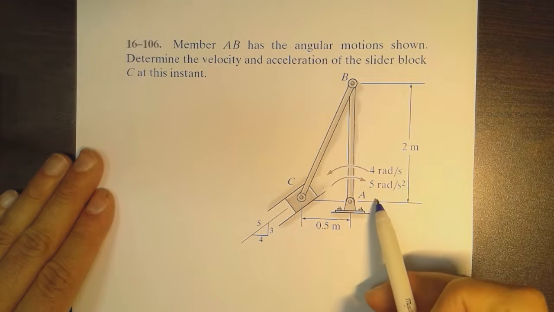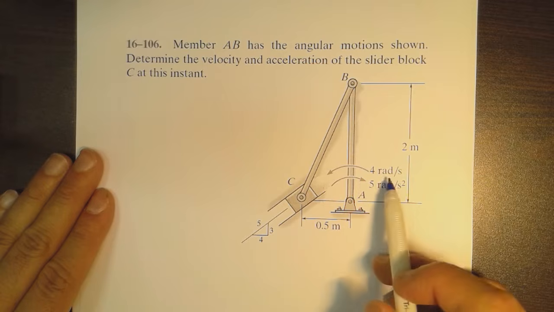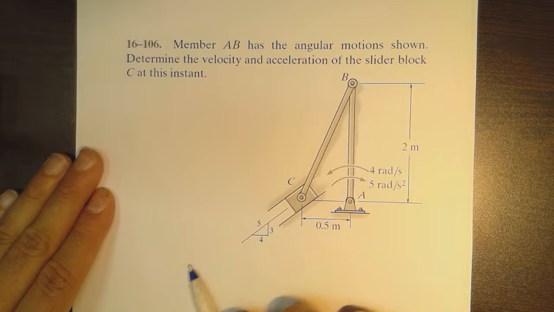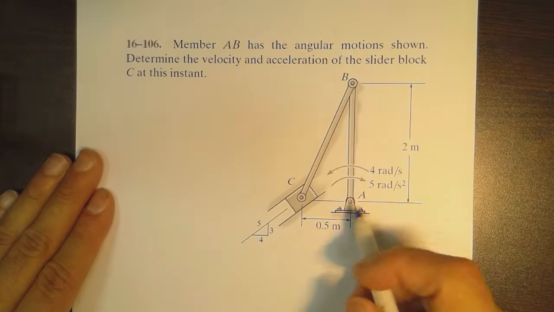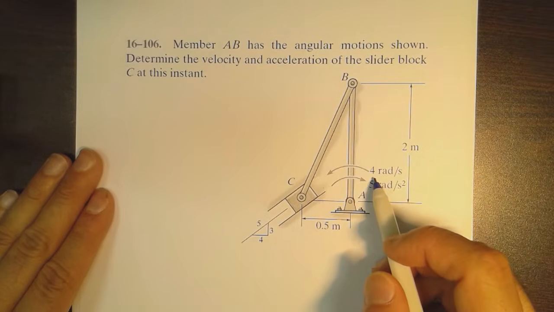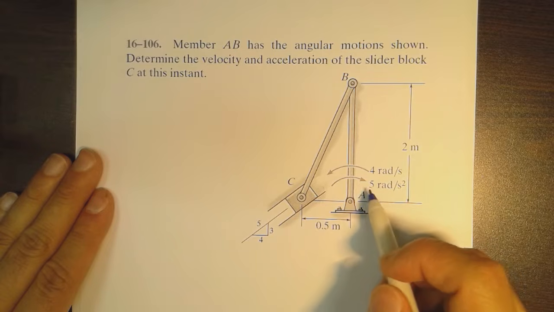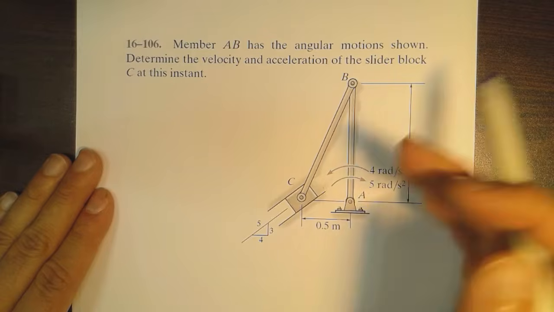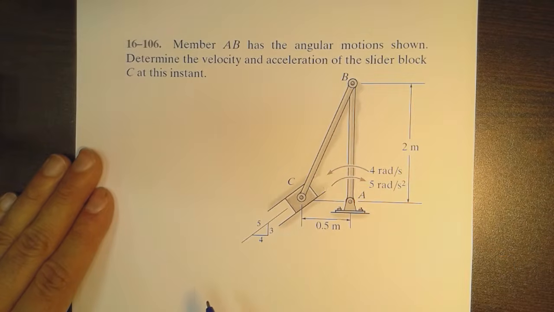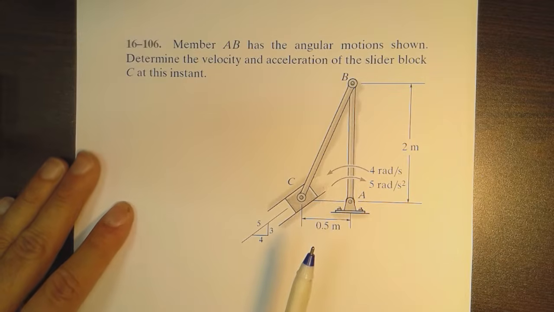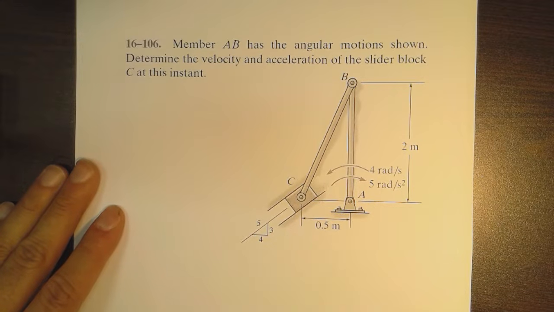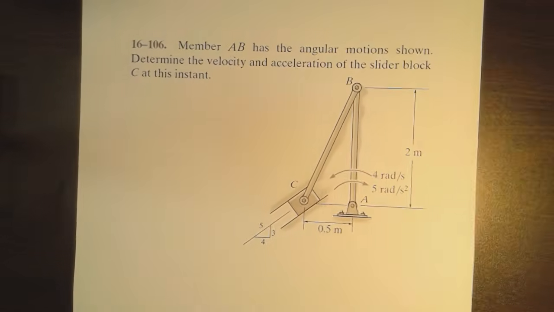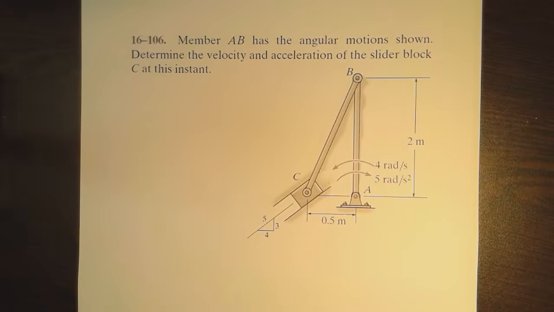The given information is omega, the angular velocity, is 4 rad per second. It is counterclockwise. And the direction of the angular acceleration alpha, which is 5 rad per second squared, is in the opposite direction. It means that while this rod is going in this direction, it is decelerating. So we need to first calculate the velocities. We are familiar with that from the last tutorial, and we are going to begin.